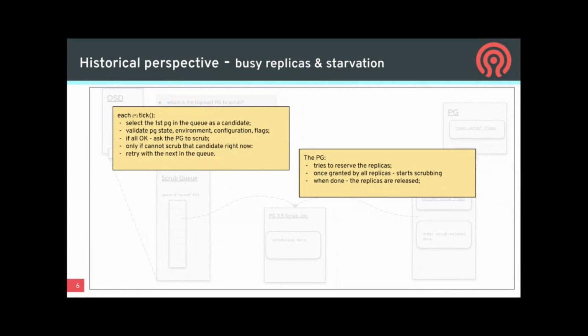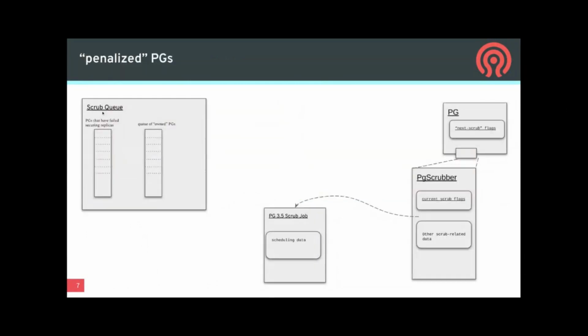Now, this problem was solved mostly a couple of years ago when we modified the scrub queue to have two queues instead of one. We have the regular queue to scrub and a second queue for those PGs that have failed securing the replicas. And those PGs are penalized for their failure.